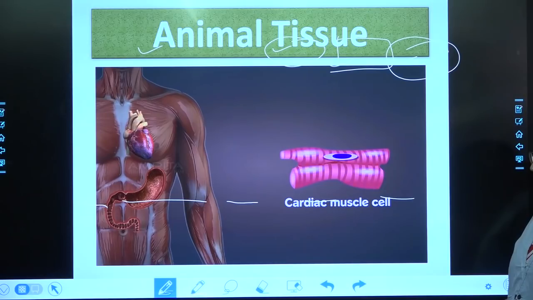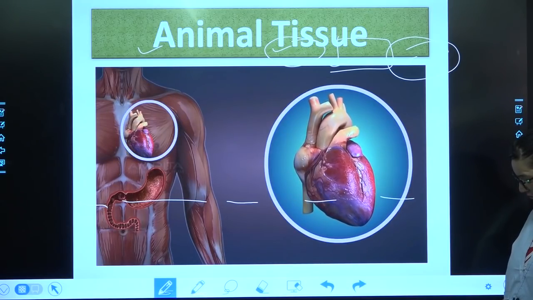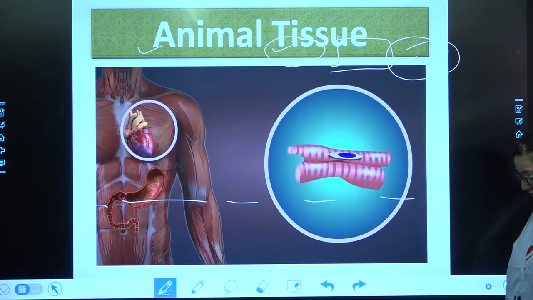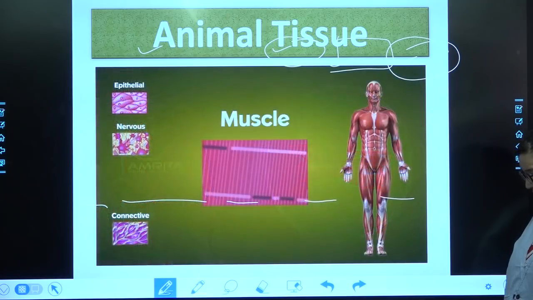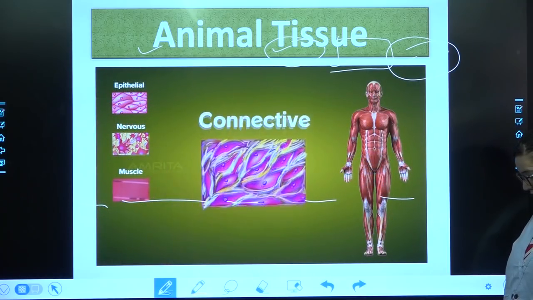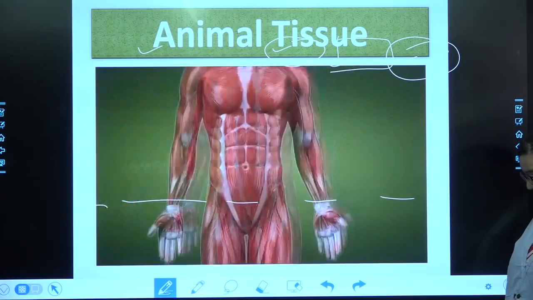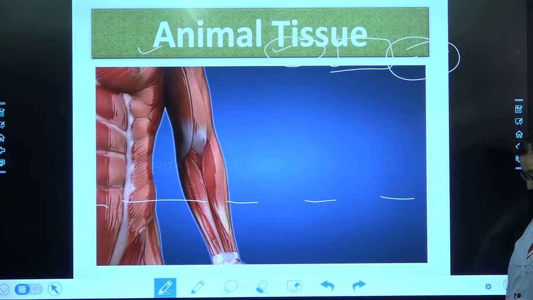The cardiac or heart muscles are involuntary muscle cells that contract and relax throughout life. They are cylindrical, branched, and uninucleated. The final tissue we look at is the connective tissue that binds and supports body parts and transports materials.